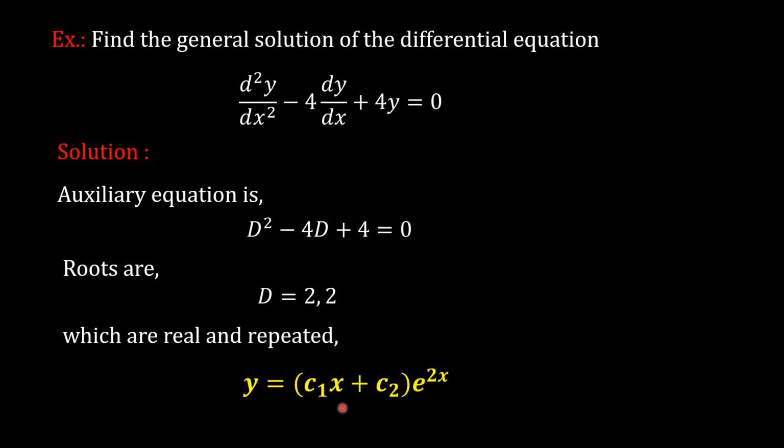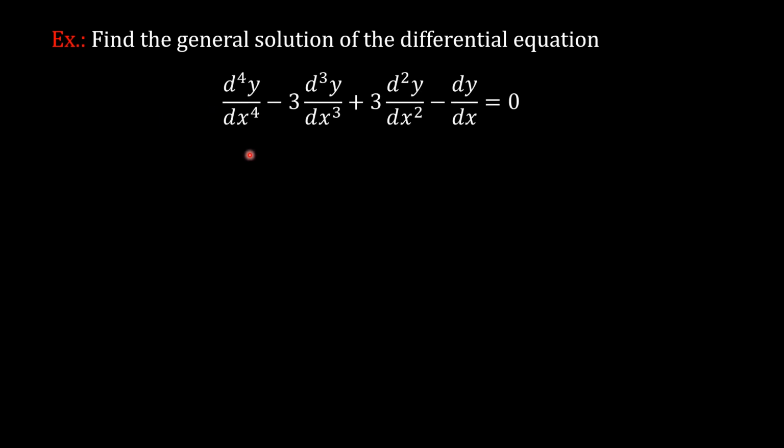So here we considered the power of x as 1 plus c2 into x raised to 0, that is 1. So we got the term corresponding to these repeated roots as (c1x plus c2) into e raised to 2x. So this is the general solution to this homogeneous differential equation. We will go to the next example now.